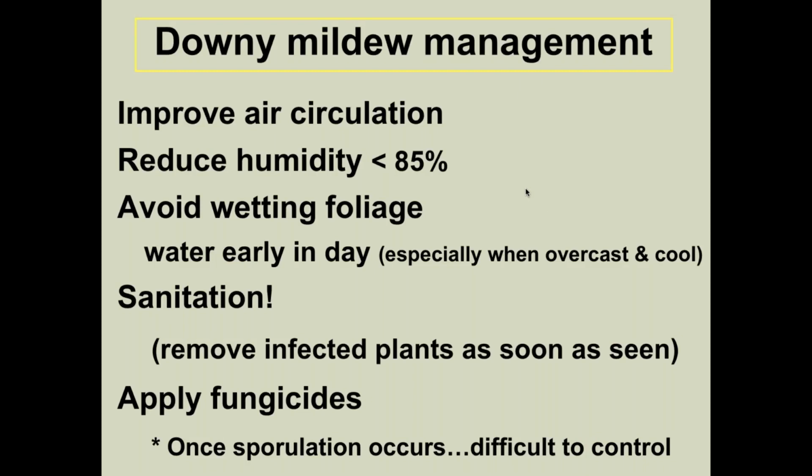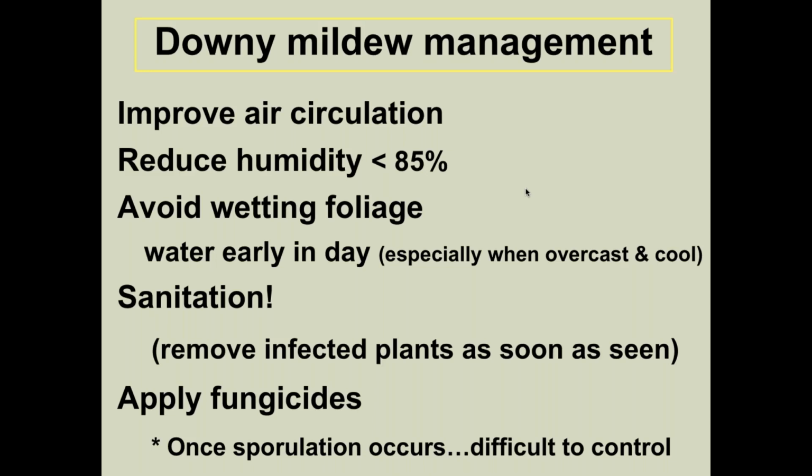Management for downy mildew: we want to improve the air circulation. High humidity actually favors the development of the sporangia, which are the reproductive structures that spread around the greenhouse with air motion and air movement. If you can keep the relative humidity below 85%, that's unfavorable for that spore to develop.